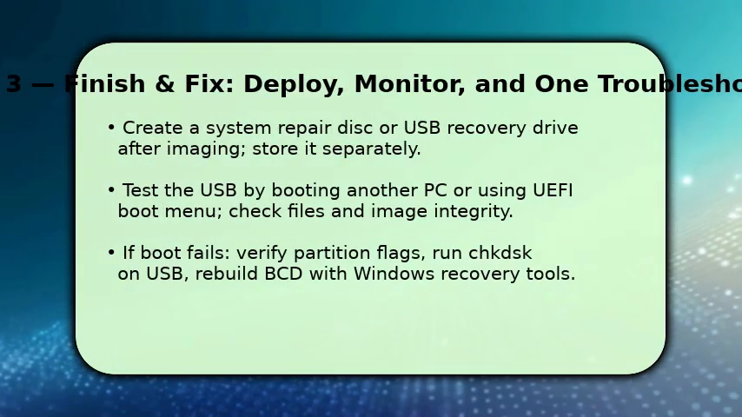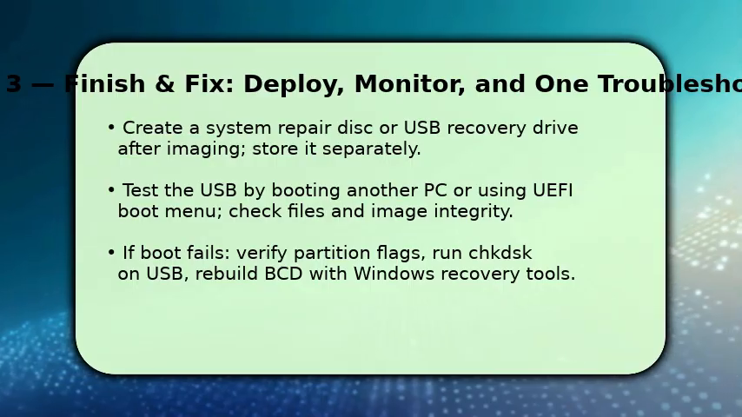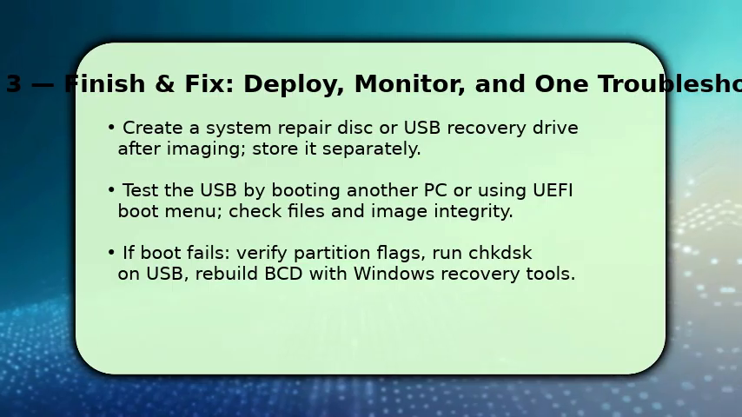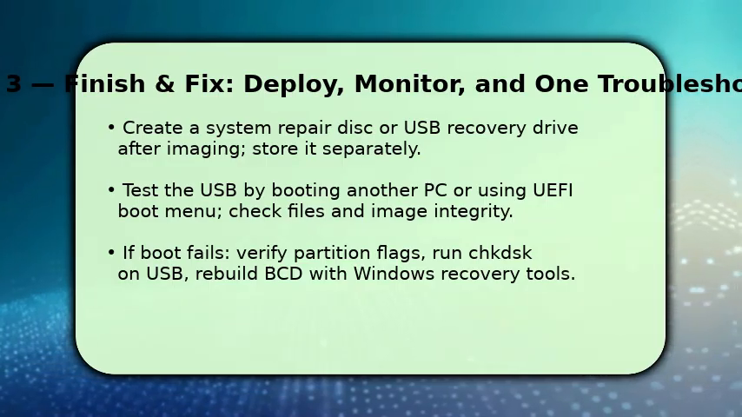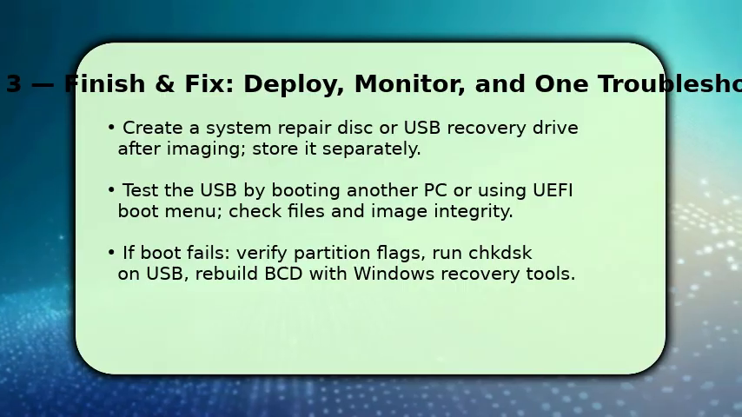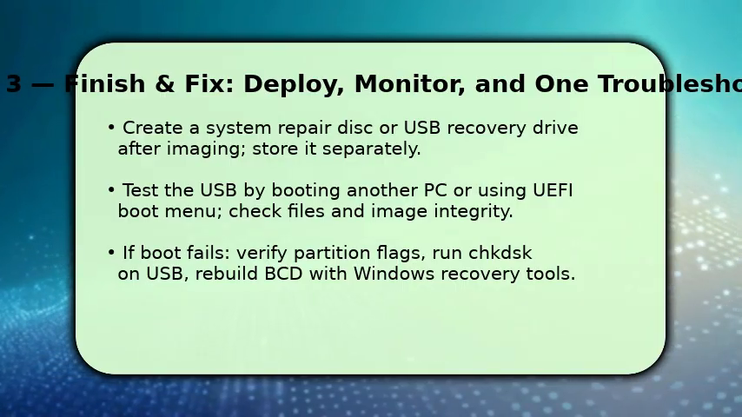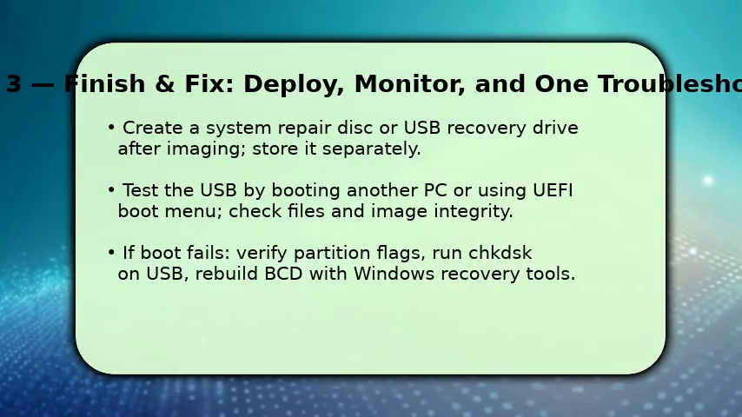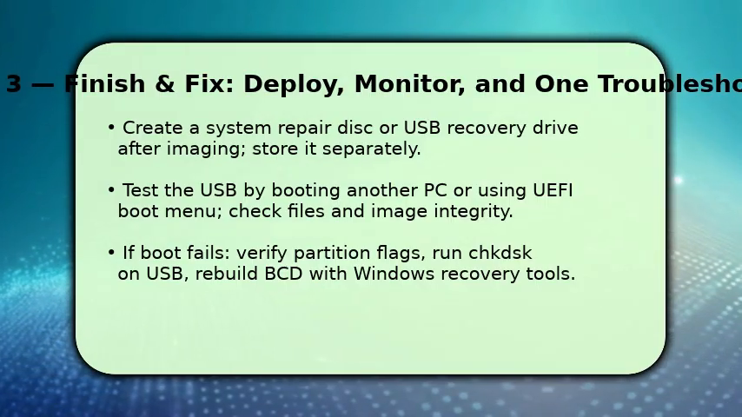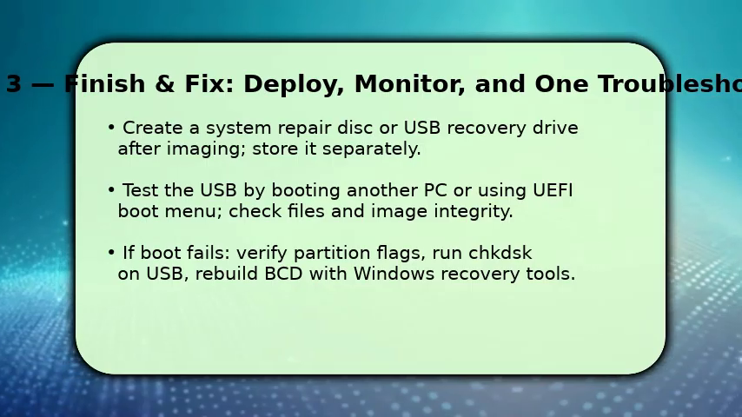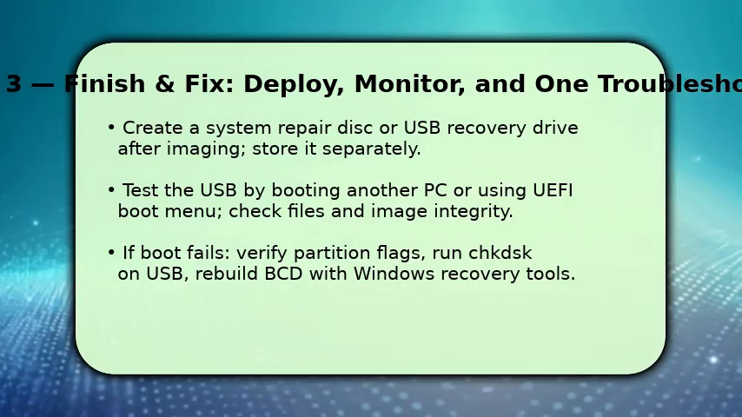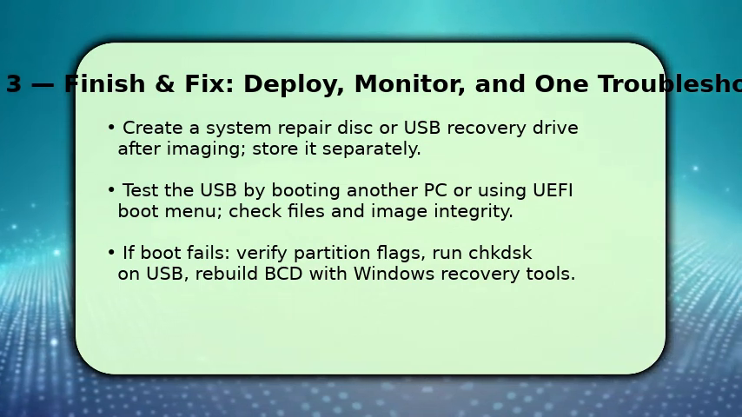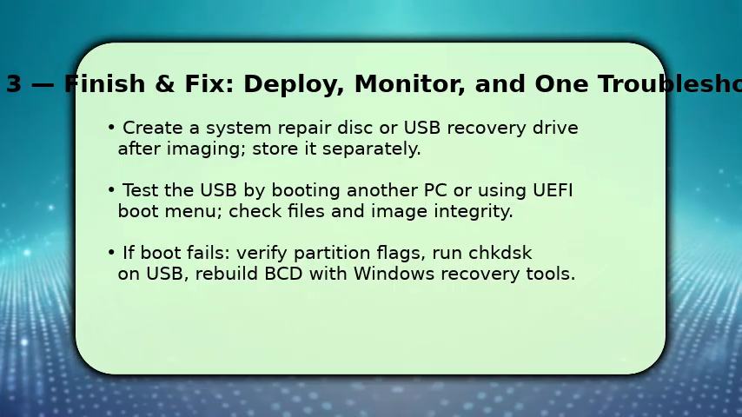You finish by creating a recovery drive and testing the backup immediately. After the image completes, make a system repair disk or USB recovery drive and keep it separate from the image. Then test by rebooting and selecting the USB from the UEFI or BIOS boot menu. This confirms the image is bootable. If the device won't boot, verify partition flags, run chkdsk on the USB, and, if required, rebuild the BCD using Windows recovery commands. By testing, you avoid surprises during an actual restore.